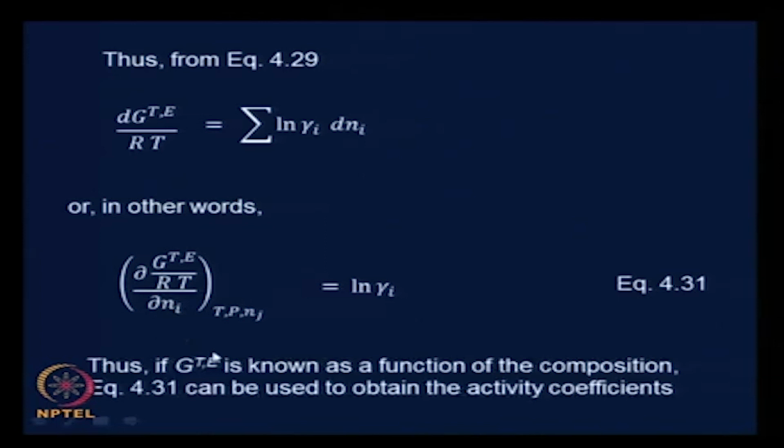Therefore, this is what we were getting at. If GTE is known as a function of composition, then GTE by RT is known as a function of composition, and one can use this relationship between GTE and gamma i to get an estimate of gamma i. Now equation 431 can be used to obtain the activity coefficients. So this gives us one means of estimating the activity coefficient of a component i in a particular solution.